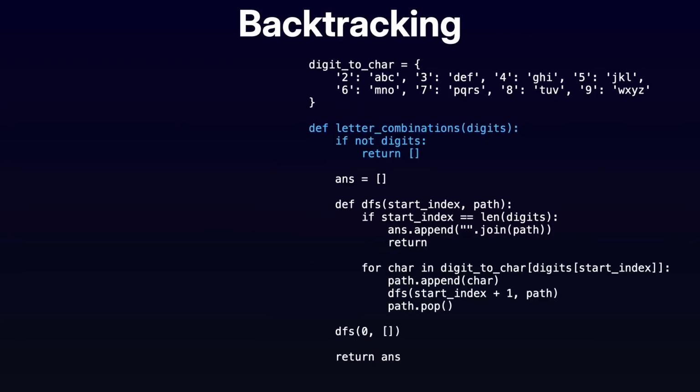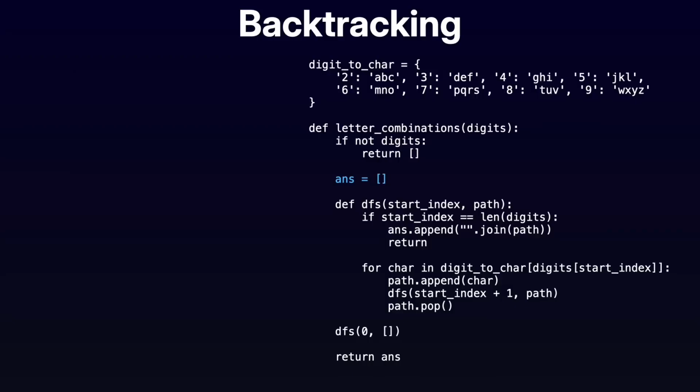We start by taking the input digits and checking if the input is empty, returning an empty list if so. It initializes an empty list ANS to store the results and defines a recursive helper function, DFS, to perform depth-first search. The DFS function tracks the current position in the digits string using start index and builds combinations step by step by adding letters to the path list.